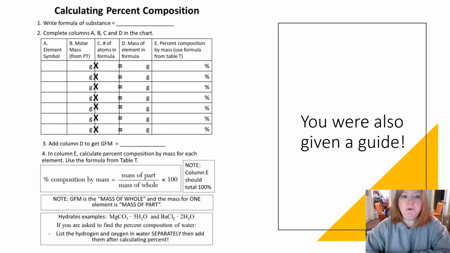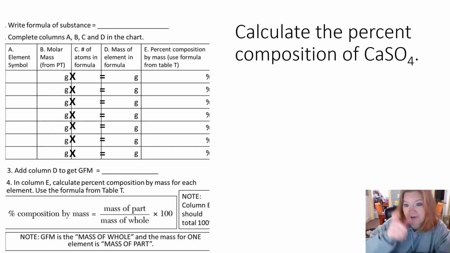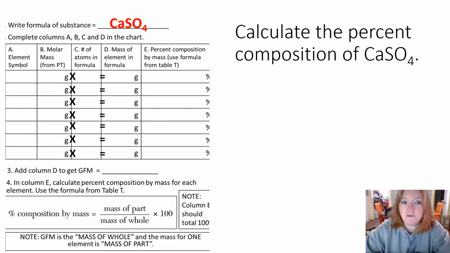All right, so you were given this guide just to kind of support you through the calculation. Okay? So let's go through it. I'm going to follow the guide. If this is the question, calculate the percent composition of CaSO4. That's calcium sulfate. First, I'm going to write the formula of the substance. Then it says I'm going to complete columns A, B, C, and D. So I'll do them in order.